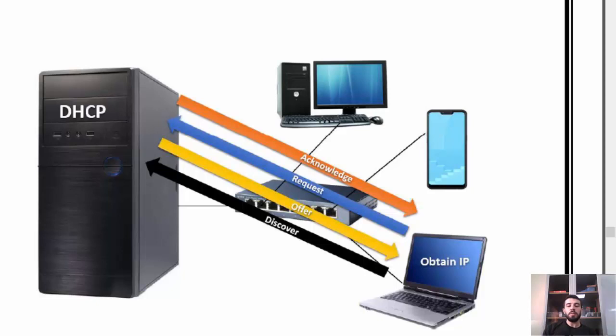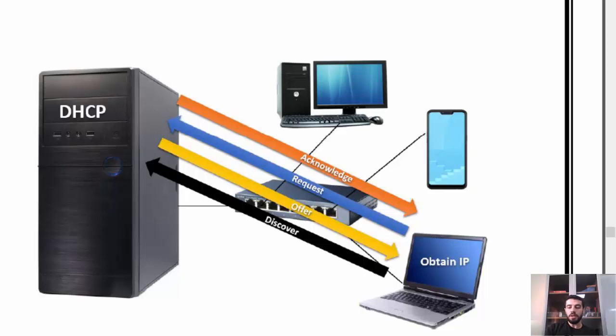But not just the IP address. DHCP is responsible for distributing the IP address, subnet mask, default gateway, DNS, and so on. So from its name, Dynamic Host Configuration Protocol, it distributes the IP address and DNS, the configuration for the hosts or the clients in the network. So this is DHCP.